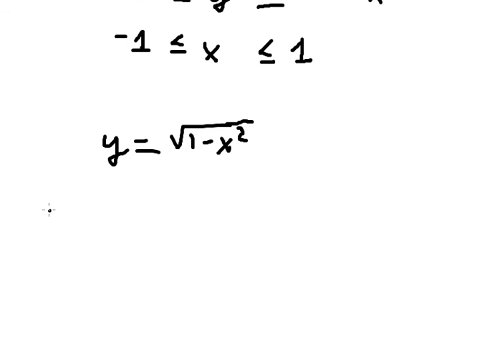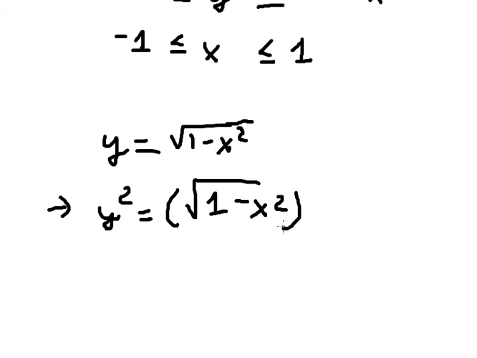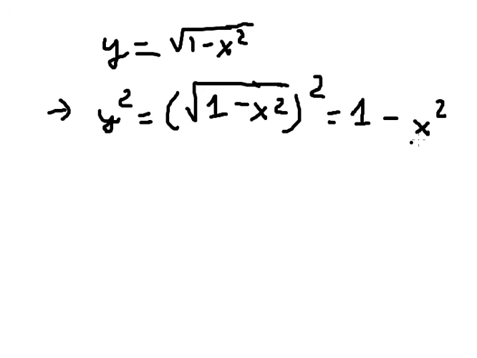So we need to square both sides to cancel the square root. So this one you get 1 minus x squared. So I need to move this one to the left.